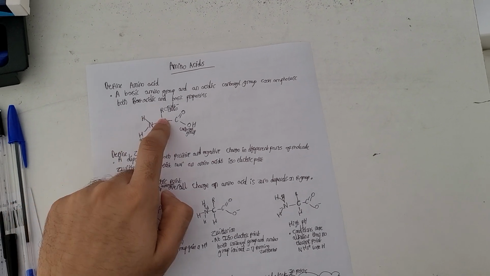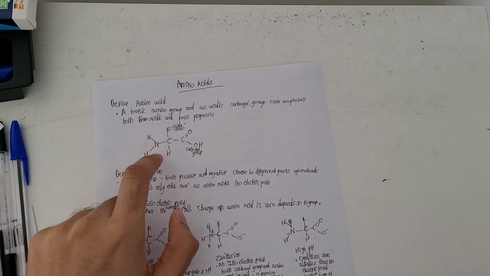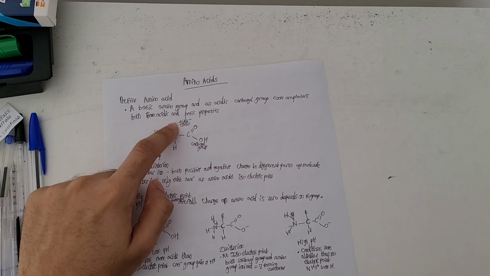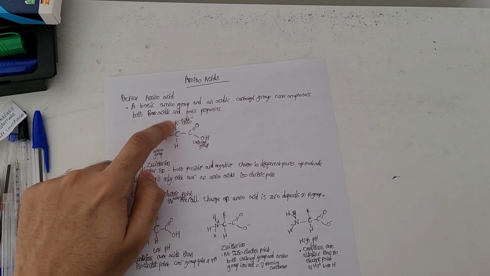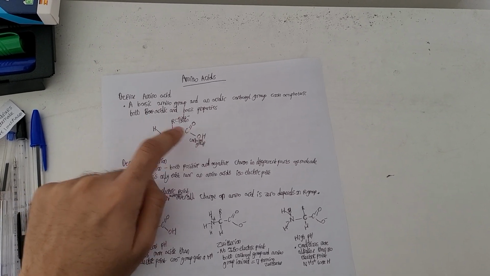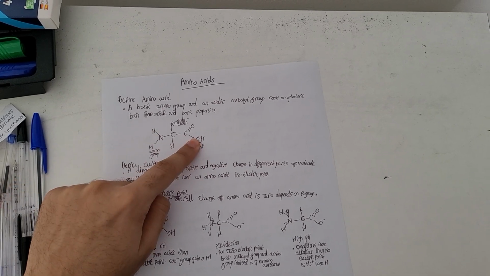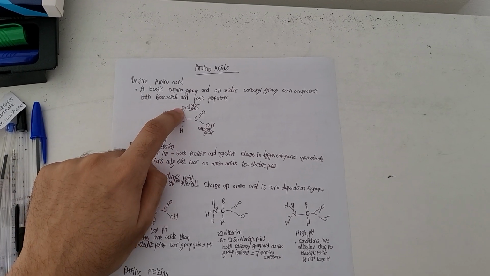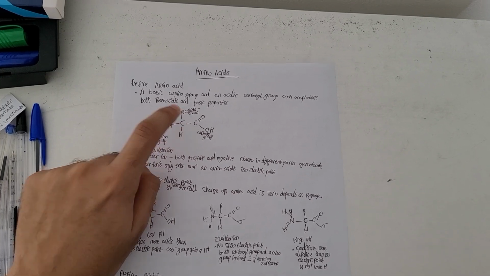So here's basically the formula for it. You get NH2, your amino group, and R is the side chain. That's the thing you're changing. The H, the COOH, the amino group, the carboxyl group, and this hydrogen all remain the same. This side chain is the only thing that's changing.